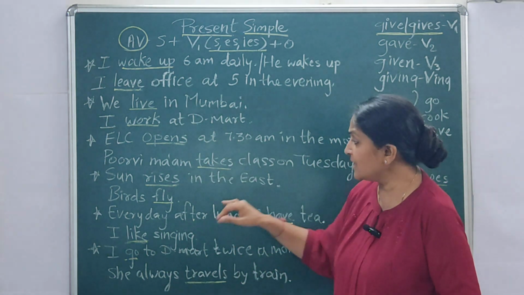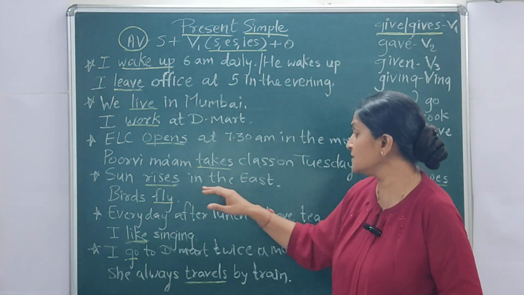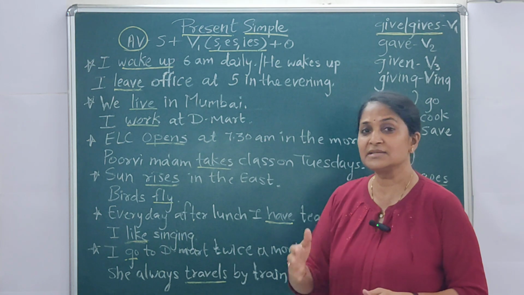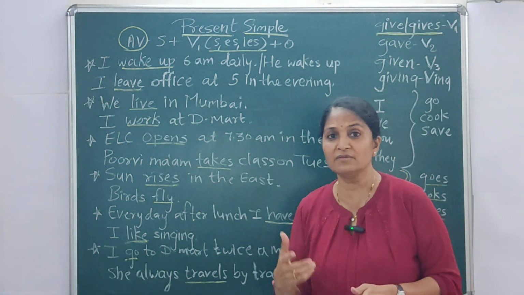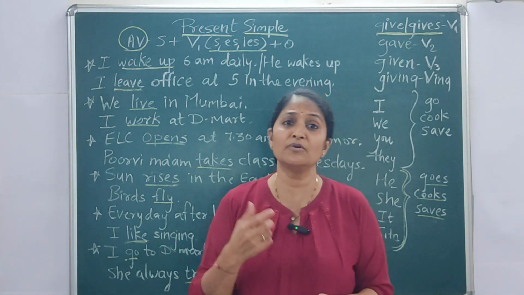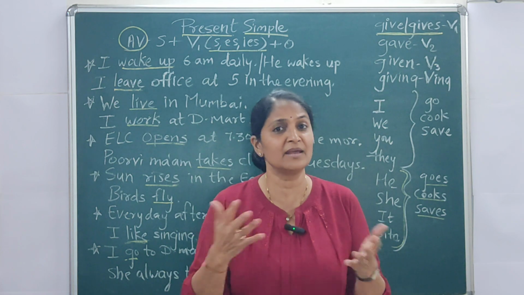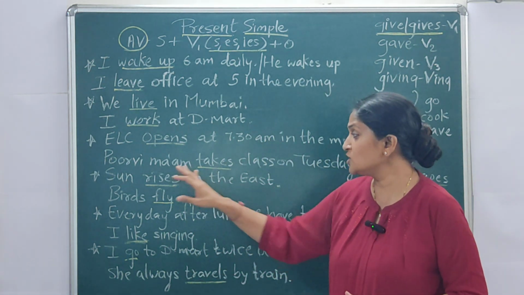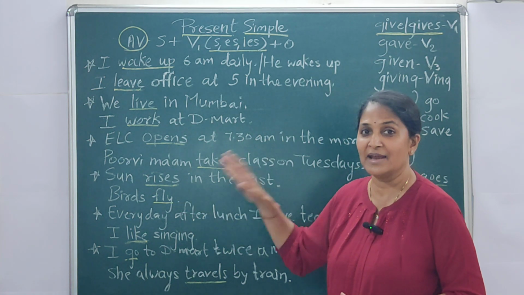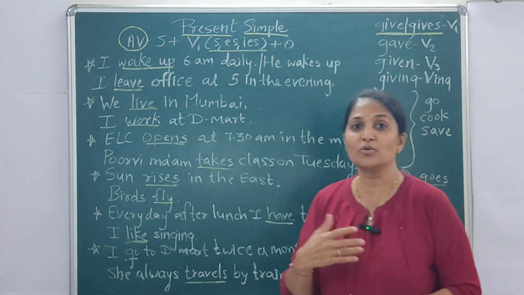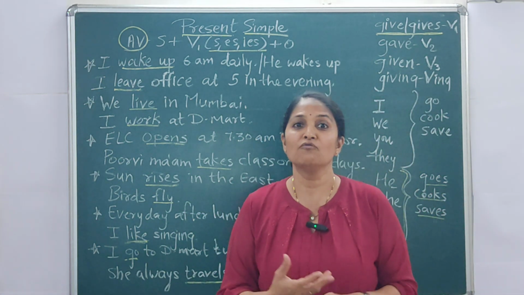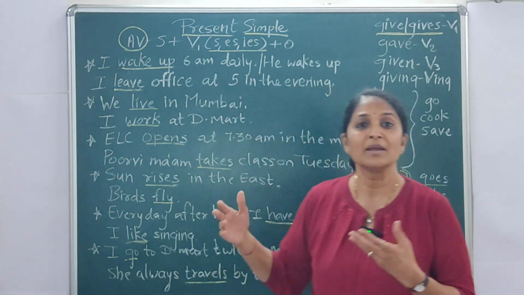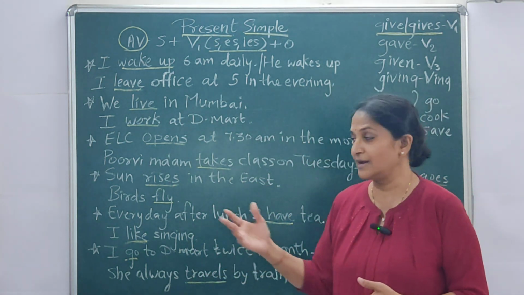And then, next is sun rises in the east. Sun rises in the east, birds fly. So this shows facts, universal truth. When you talk about facts, सच्चाई के बारे में, right? Again, that is permanent thing. You use present simple tense. सूरज पूरब से निकलता है, birds fly, right? पंछी उड़ते हैं, earth rotates around its axis, water boils at 100 degrees Celsius. These are the statements that show facts, right?